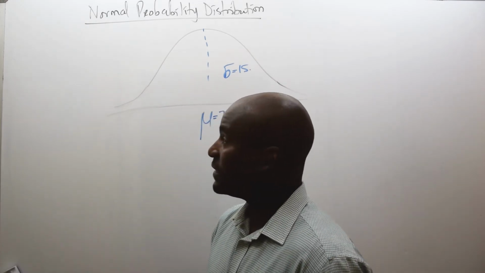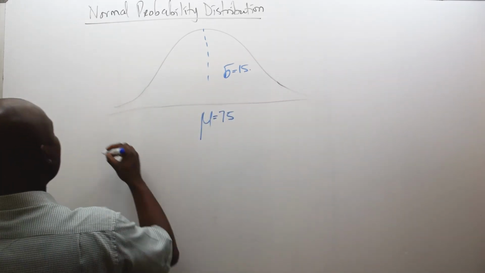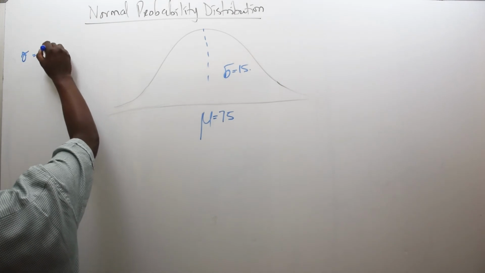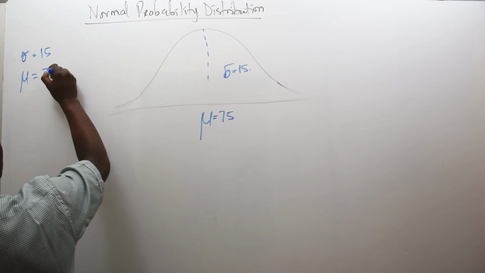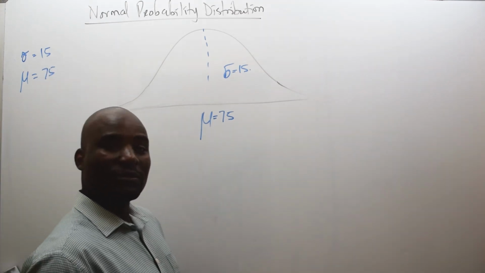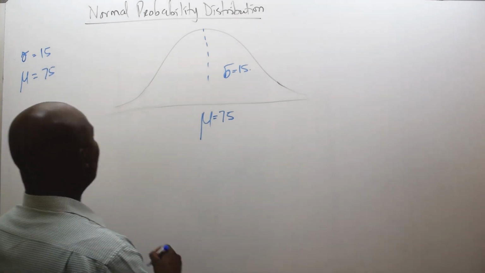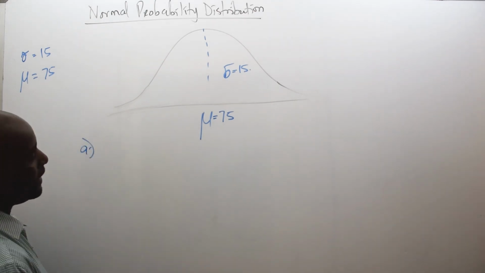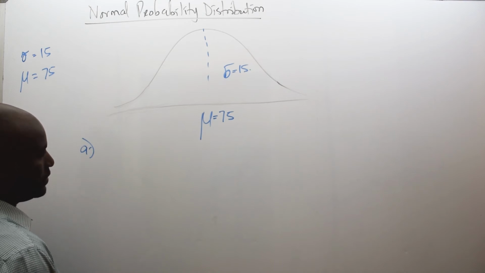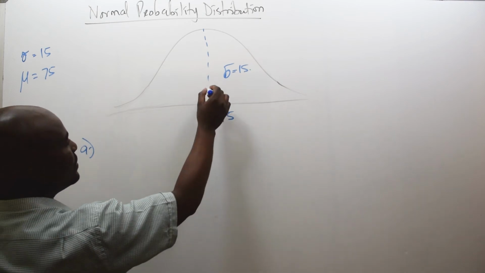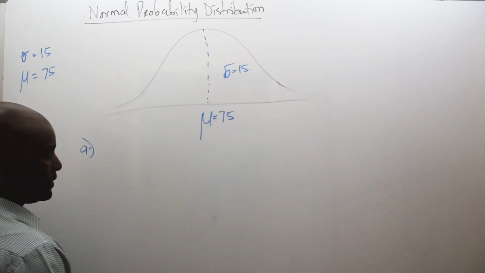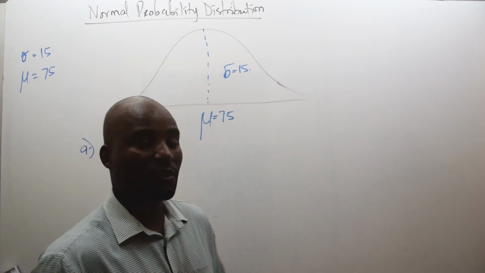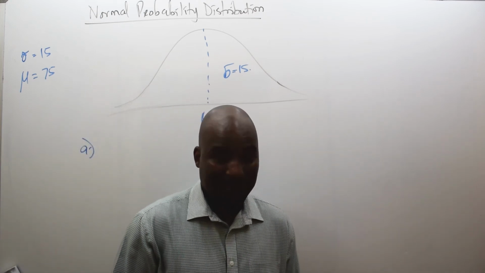Okay, so with the given data, I'm just going to write it down by the corner like we always do. We say our sigma is equal to 15, our mu is equal to 75. What proportion of patrons spend more than 2 hours at the shopping mall? So we're going to say A. When they say more than 2 hours, we need to calculate the Z, and then the Z is going to give us our probabilities under the Z table.